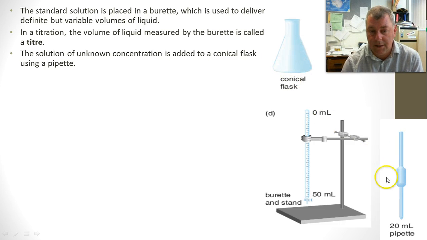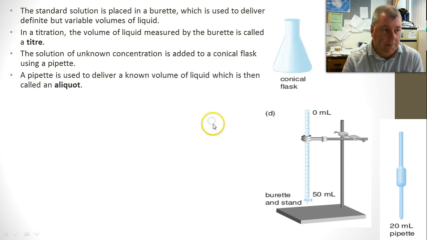Now, this is a pipette, which usually they have a mark on them, and they come in different sizes depending on what volume you want to measure. This is a 20 milliliter pipette, and it's been calibrated to very accurately measure out 20 milliliters, much more accurate than using a measuring cylinder even. And the pipette is used to deliver a known volume of your liquid which you don't know the concentration for, and that volume is called an aliquot. So in this case it's 20 milliliters.